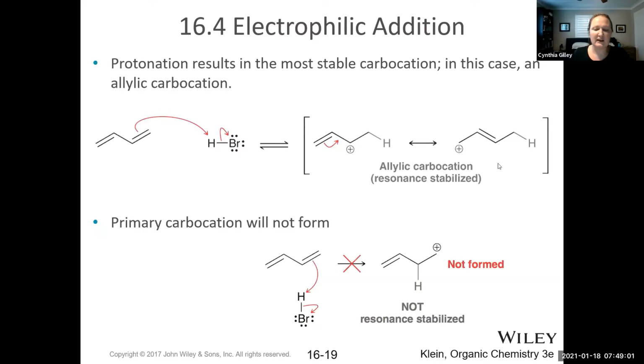In addition, the alternate option is placing it on the internal carbon, which actually makes for an allylic carbocation. Allylic carbocations are resonance stabilized. So an allylic carbocation is by far more stable than a primary carbocation. In fact, primary carbocations that are not resonance stabilized are so unstable that they don't form. So the proton transfer step is considered regioselective, where we form the more stable or substituted allylic carbocation.